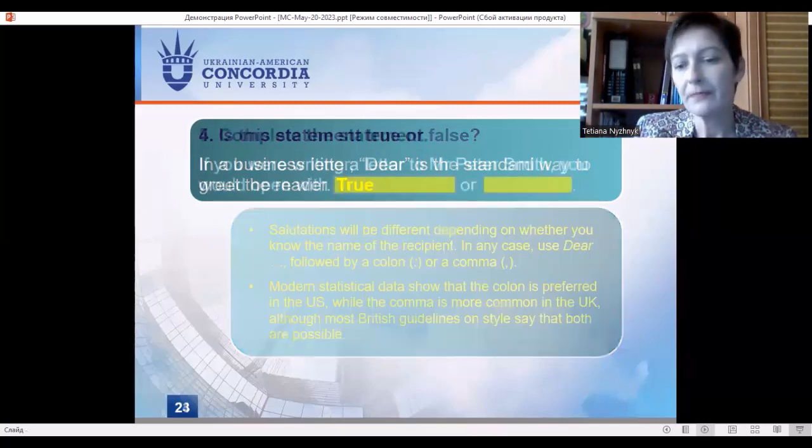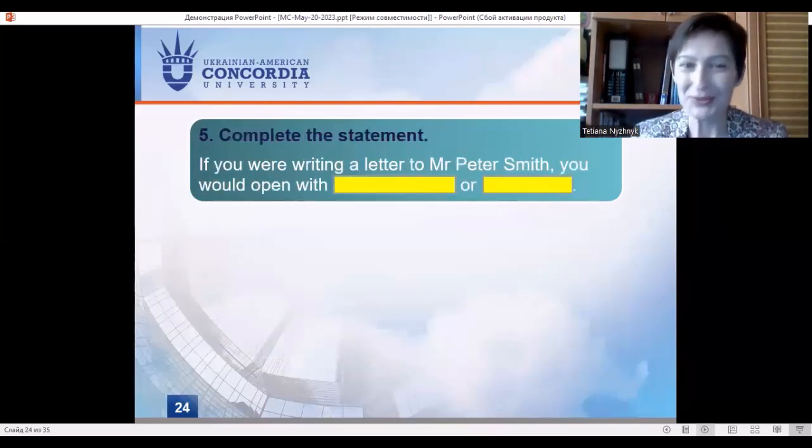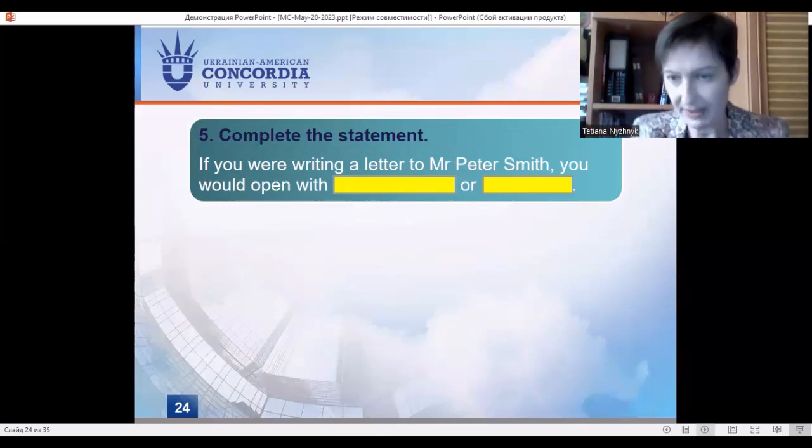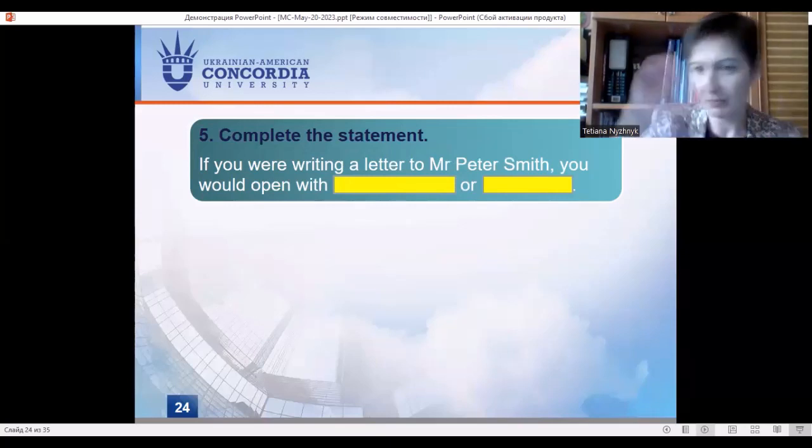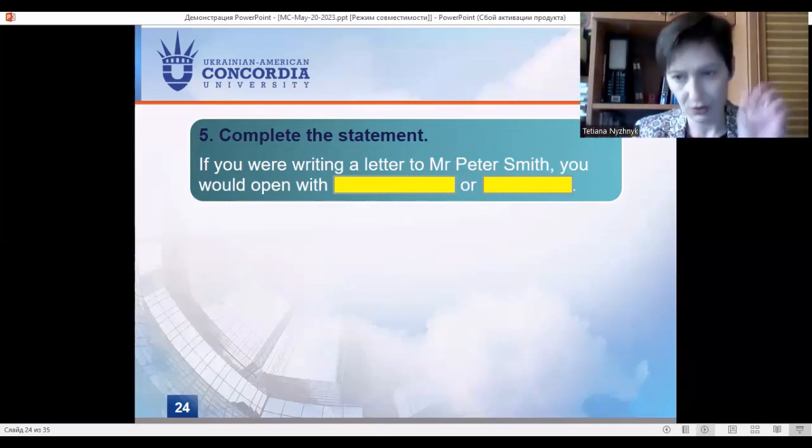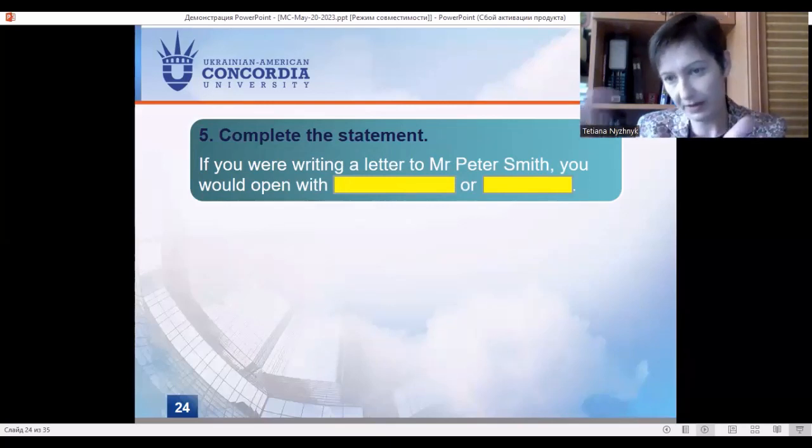Question 5 is related to question 4. If you were writing a letter to Mr. Peter Smith, following the British tradition of putting no dot after a courtesy title, you would open with, now, you know that the person is Mr., not a doctor or professor. You know his first name and you know his last name. Now, how will you start the letter? How will you open the letter? There are two possibilities, actually. You can use dear, first name, dear Peter. Alternatively, you can use dear, then the title, which is Mr., and then the last name, Smith.